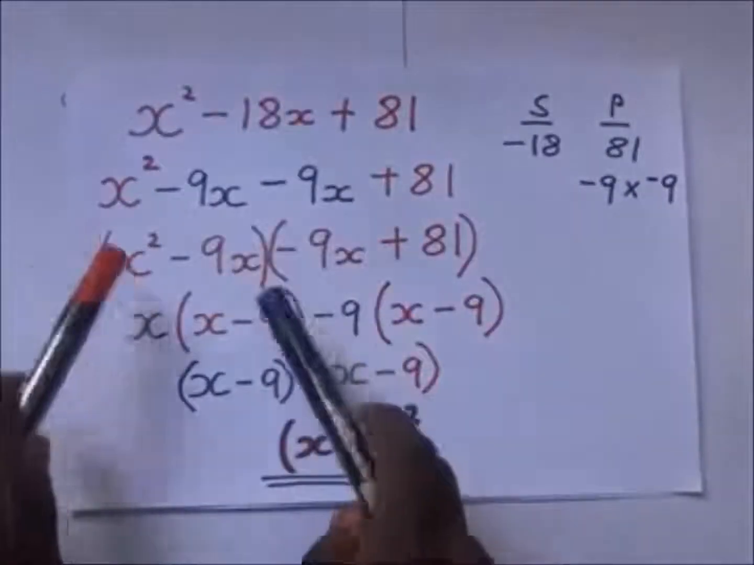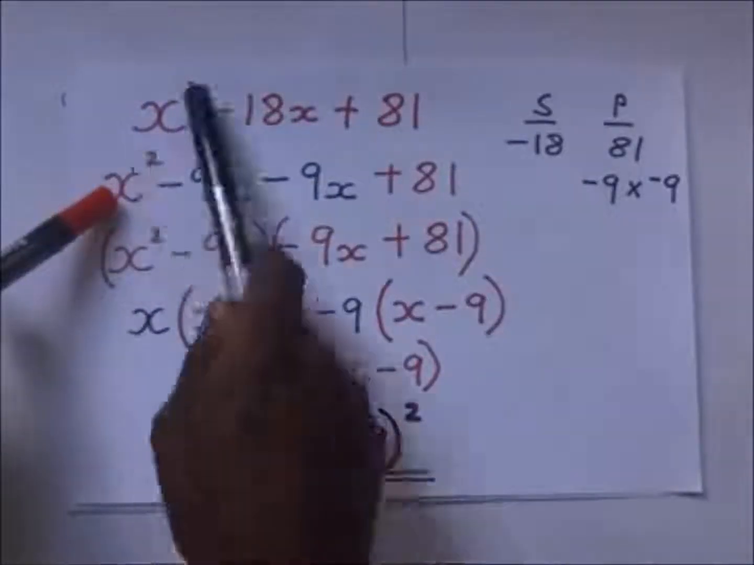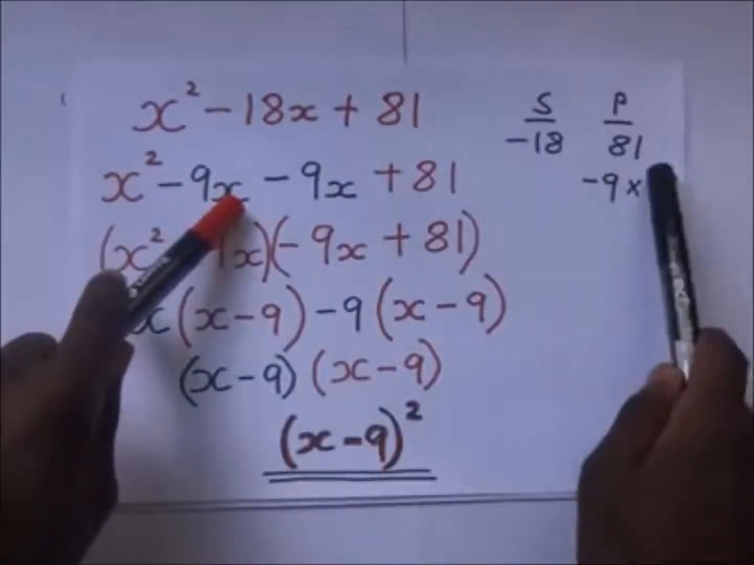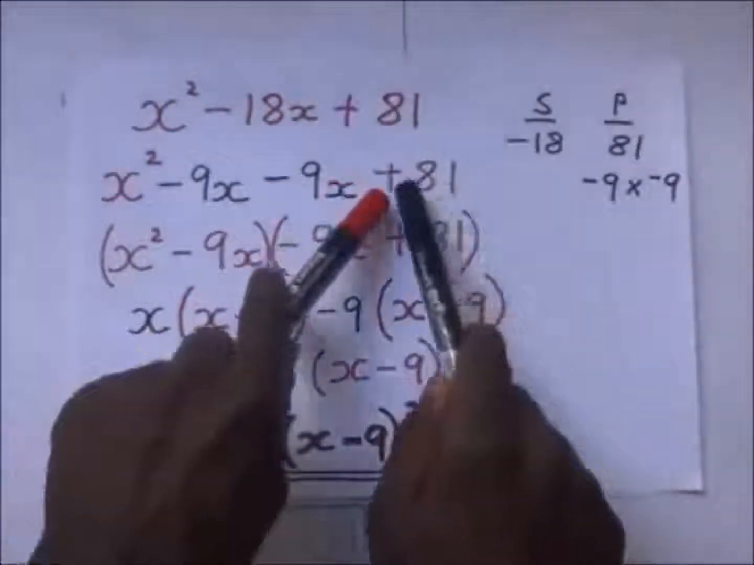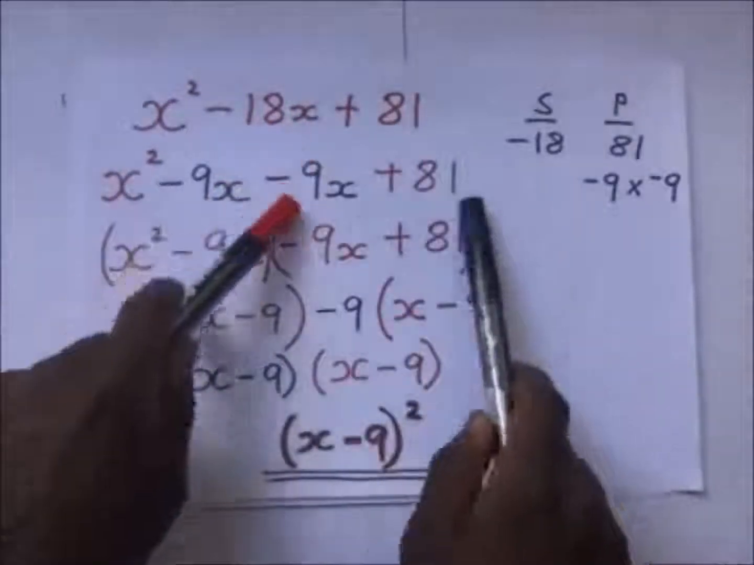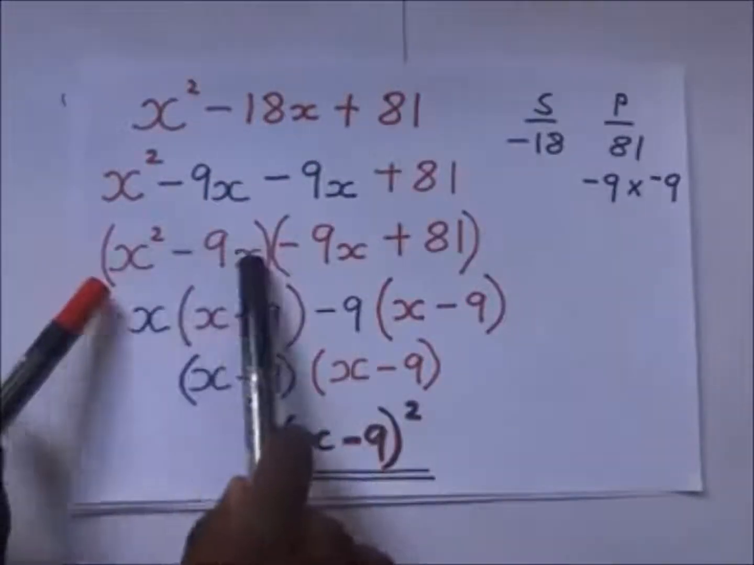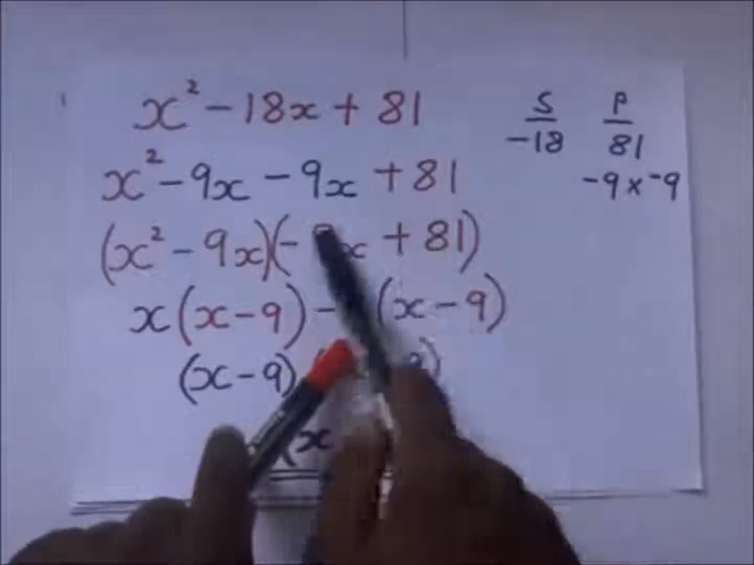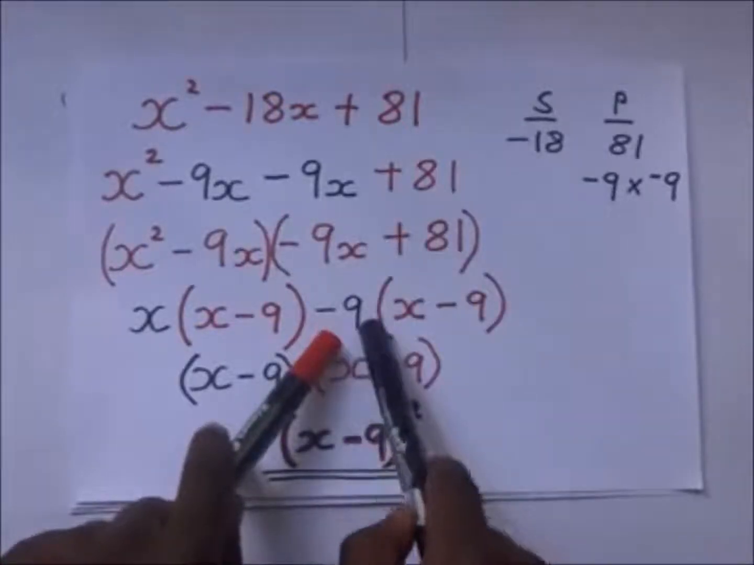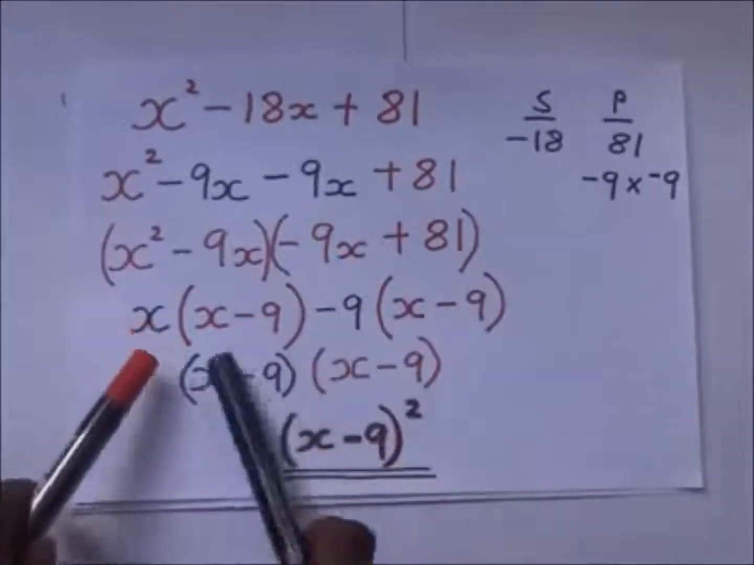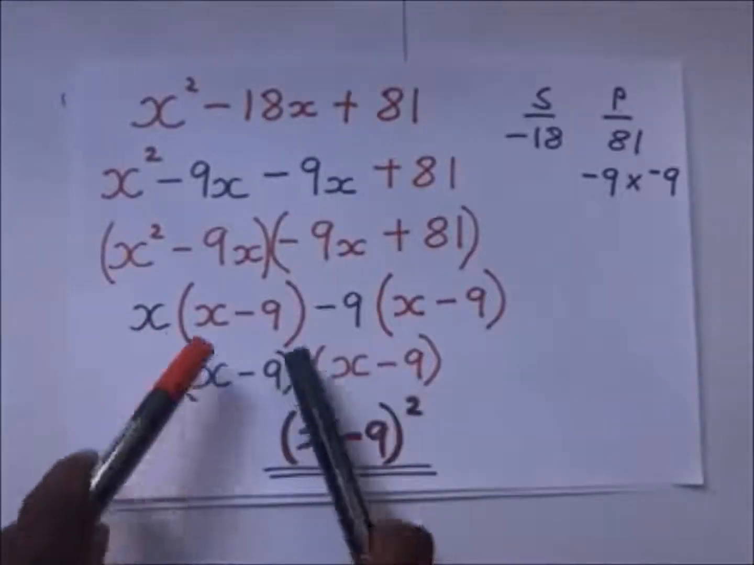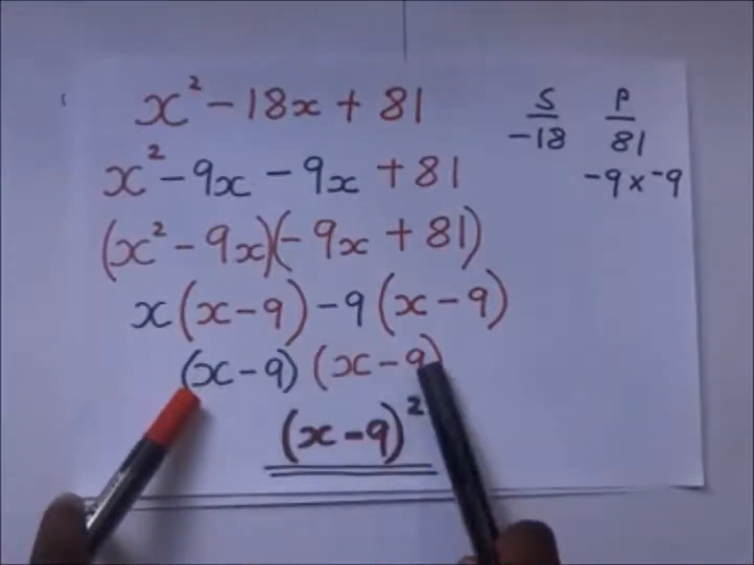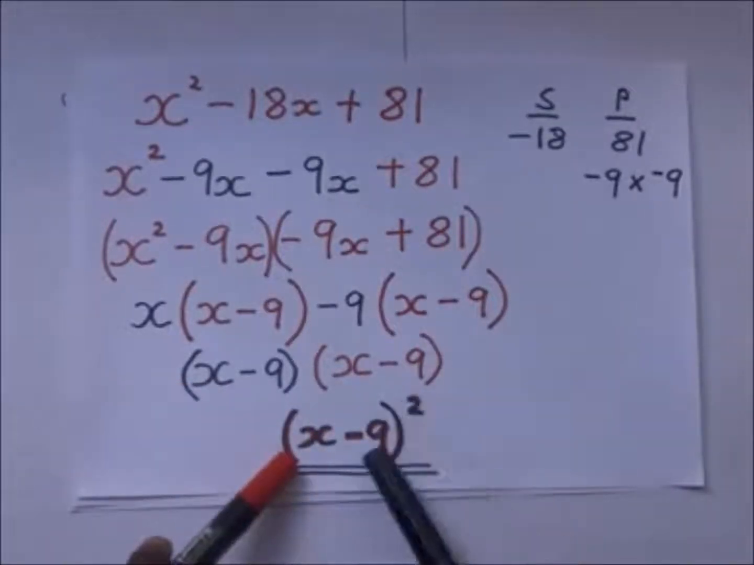When they displace that middle term, our next step is going to become x squared minus 9x minus 9x plus 81. Then we introduce brackets, and we go ahead and factorize this. The common factor here is x, so it is x into x minus 9. Likewise here, we factor out the 9: it is minus 9 into x minus 9. So the terms outside the brackets are put in one bracket, and the terms inside the brackets are put in their own bracket. And you realize that it's x minus 9 times x minus 9, which is x minus 9 squared.